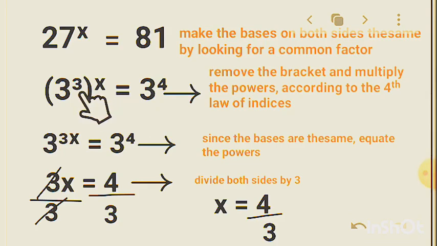Now we have to remove the brackets. We remove the bracket and multiply the powers according to the fourth law of indices. The power inside is 3 and the unknown is x, so we multiply. 3 times x will give us 3x, so we have 3 raised to the power 3x is equal to 3 raised to the power 4. Since the bases are the same, we equate the powers. That's 3x will be equal to 4. Now we want to find x. We divide both sides by 3, so x will be equals to 4 over 3. So the value of x in this equation is 4 over 3.